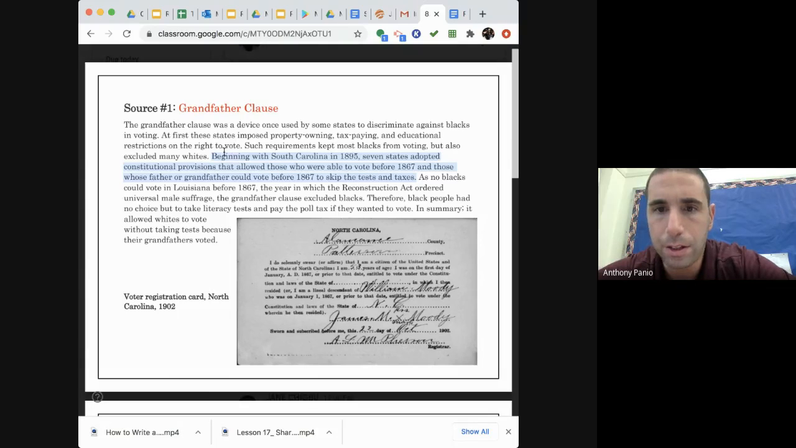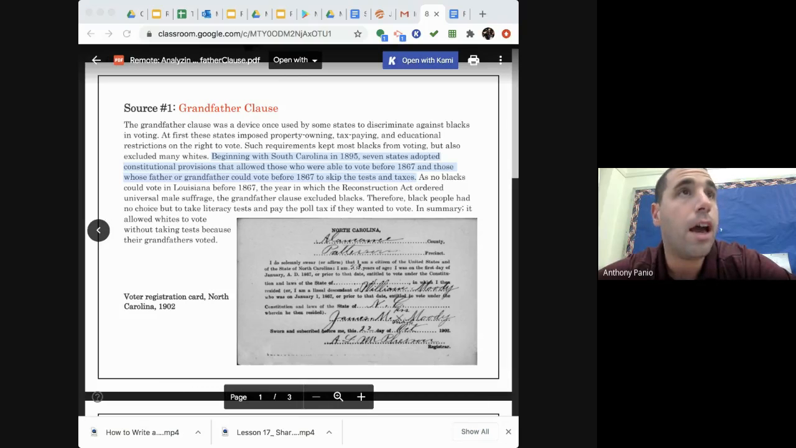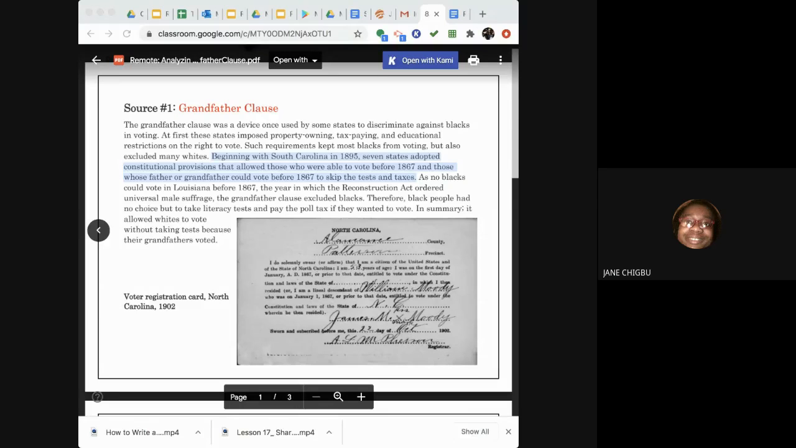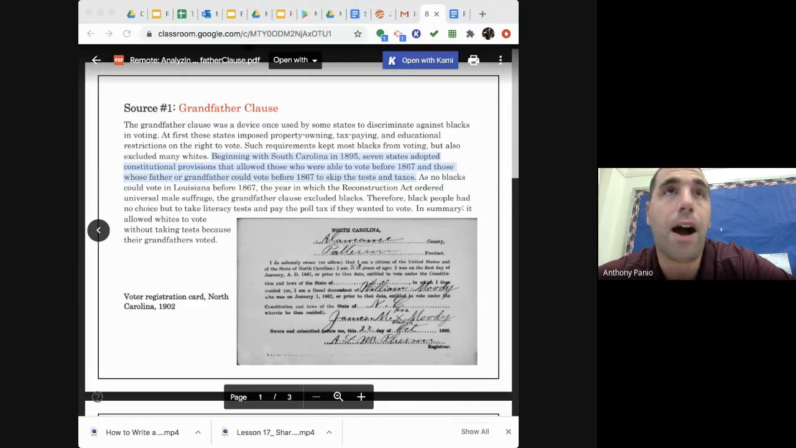So this is the key thing, what I'm highlighting here. Does anyone remember what year the Civil War ends? And if you want to look it up quick, go ahead. I don't really care. But what year does the Civil War end? 1865. Correct, Jane. Excellent. 1865. Obviously, if black people were slaves, they did not have the right to vote. So this specifically says, if your father or grandfather or ancestor was able to vote before 1867, which in other words would only be white people, right? If their father or grandfather were able to vote before 1867, they could skip the tests and taxes.